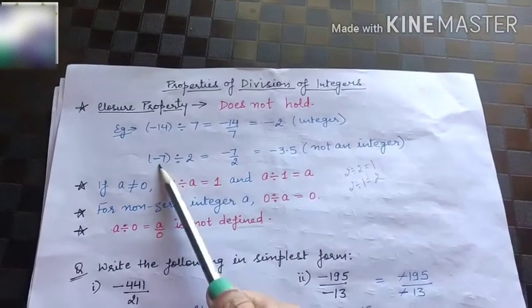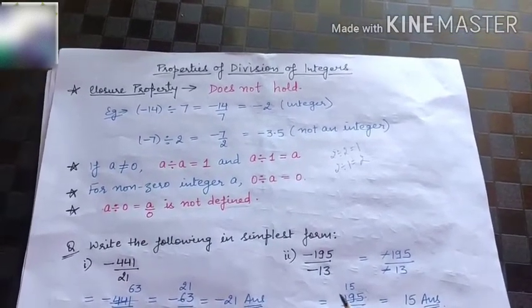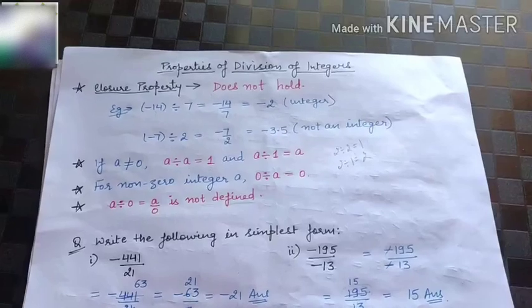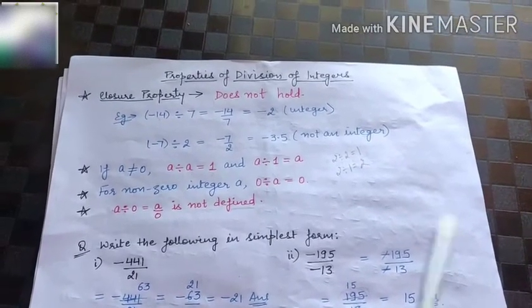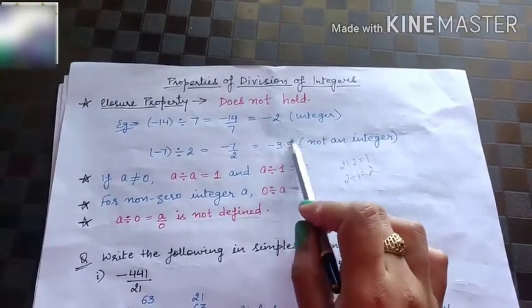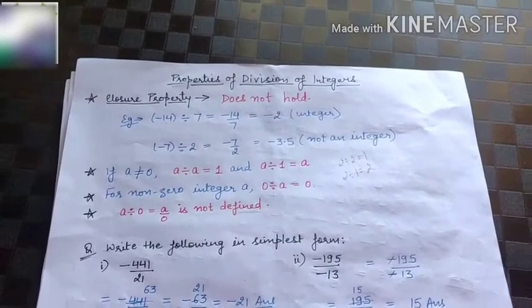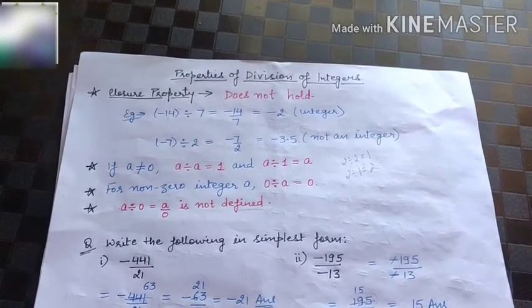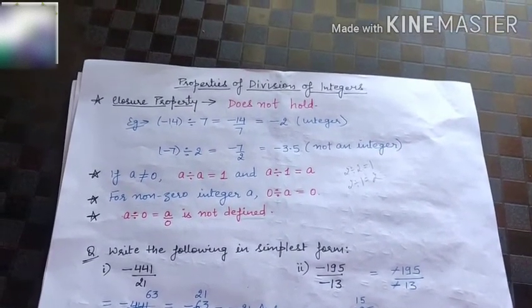For example, when minus 7 is divided by 2, it is minus 7 upon 2, so it will come in decimals, minus 3.5, which is not an integer. So it does not hold.